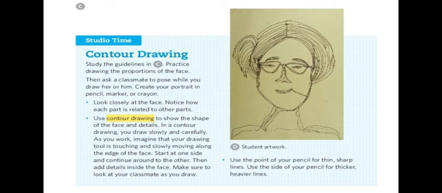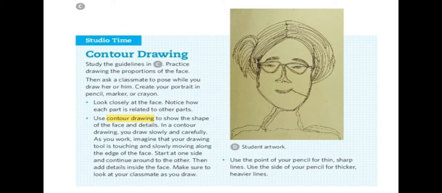So look closely. I'd like for you to draw a picture of yourself. So you might want to take a picture on the Chromebook or look in a mirror or get a picture you have in your house. Look closely at your face. Notice each part and how they're related to each other. Use contour drawing to show the shape of the face and the details.